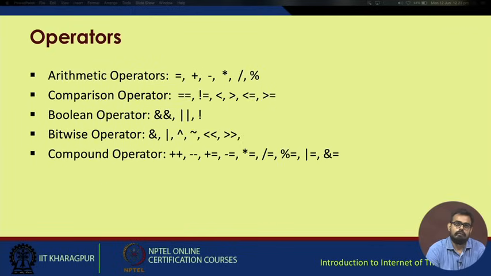So basic operators, as in normal C, C++ or Python programming or other languages, you have the basic equal to, plus, minus, multiplication, division, modulo division operators, then comparison operators. You have equal to, not equal to, less than, greater than, and all those operators. Then you have Boolean operators, bitwise operators, and compound operators.